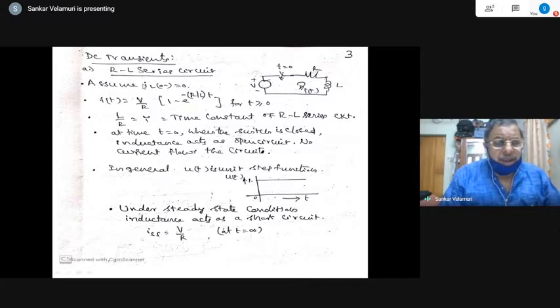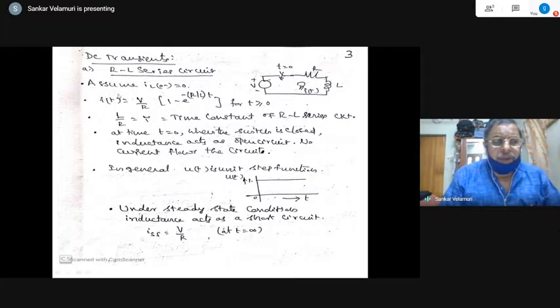What we were knowing earlier, in the first day of lecture, is IL(0-) is 0 assuming, and the inductance acts as an open circuit initially. Under steady state it acts as a short circuit. These two imply that, so I have mentioned it as an assumption. So this is the expression for the current.